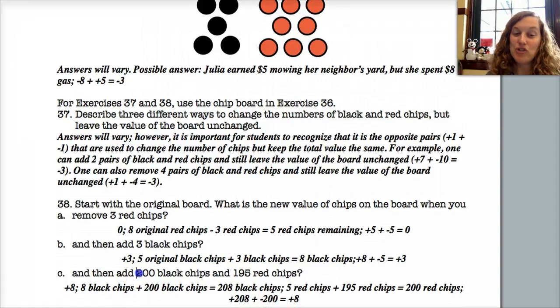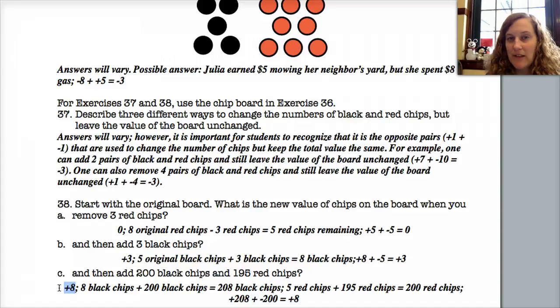Now I'm going to add 200 black chips and 195 red chips. Really, adding 200 black chips and adding 195 red chips is just adding 5 black chips, because 195 red chips cancel out 195 black chips. So that just leaves you with a positive 5. So if we had positive 3 and we're adding positive 5, then we're left with a total of positive 8.